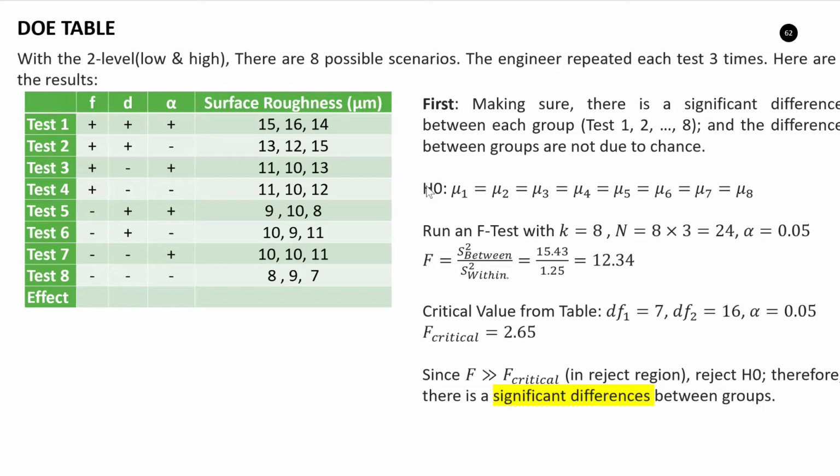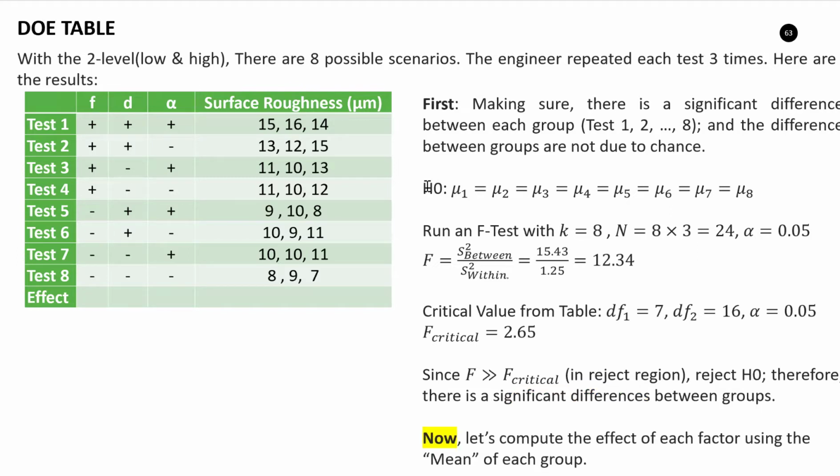If we reject our null hypothesis, it means that there is a significant difference between these 8 groups or 8 treatments, and it means that these parameters F, D, and alpha have a significant effect on the output, which here is the surface roughness. So what is next? Well, now that we know there is a significant difference, we need to find out which of these parameters has the most influence on an output.